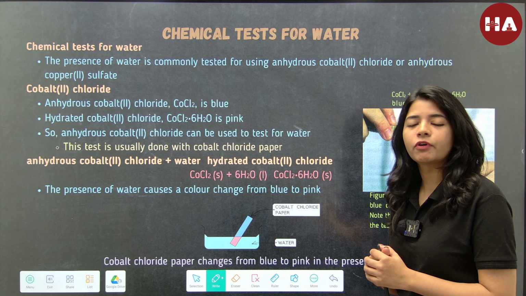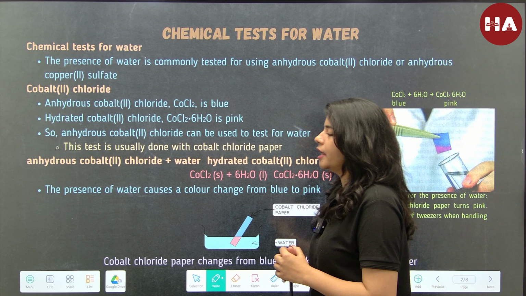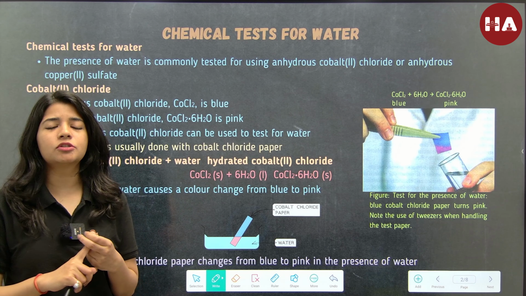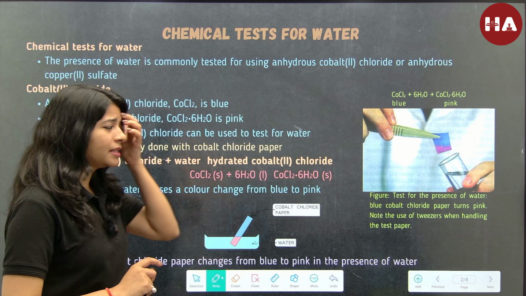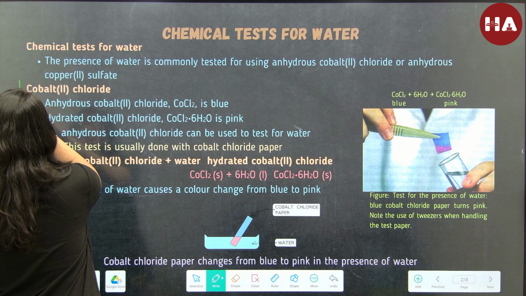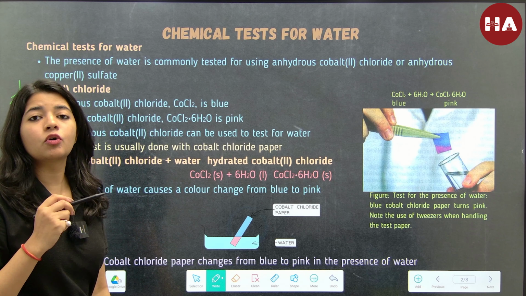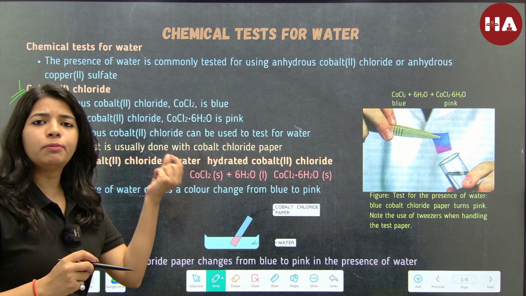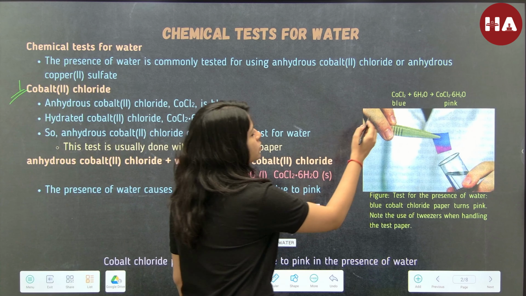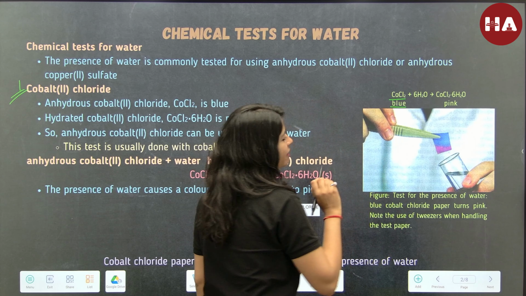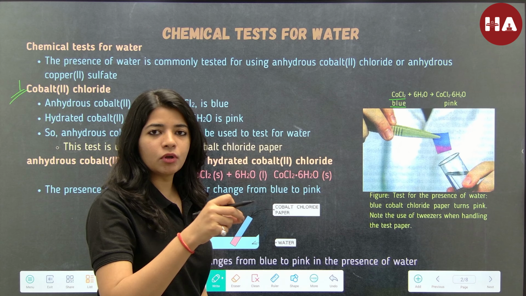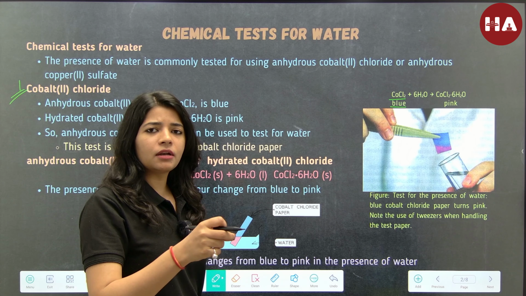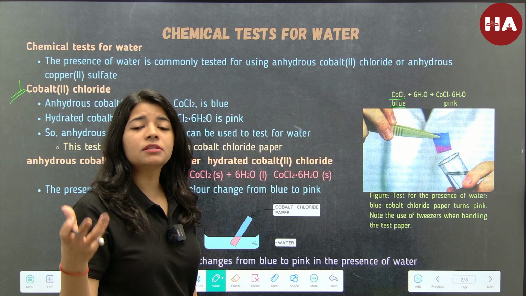We can test for the presence of water with the help of two compounds, which are cobalt chloride and another one is copper sulfate. First, let's check the first method, which is when we are using cobalt chloride. We use a cobalt chloride paper which is of blue color. Okay, CoCl2, which is blue in color. When we add it or dip it into the water, the color changes to pink. So when we dip it into the water and the color changes, it means the water is present.